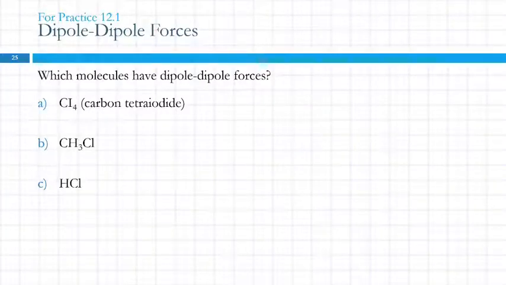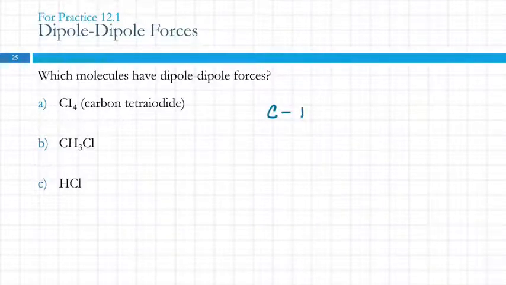So this is something we should be able to do. Identify which of these molecules have dipole-dipole forces. So what we're looking for here is, is the molecule polar or not? So that first one is CI4, and I wrote the name out there, carbon tetraiodide, because I don't want us to think that this is 4 chlorine atoms bonded together. So we really should look at the Lewis structures for these.